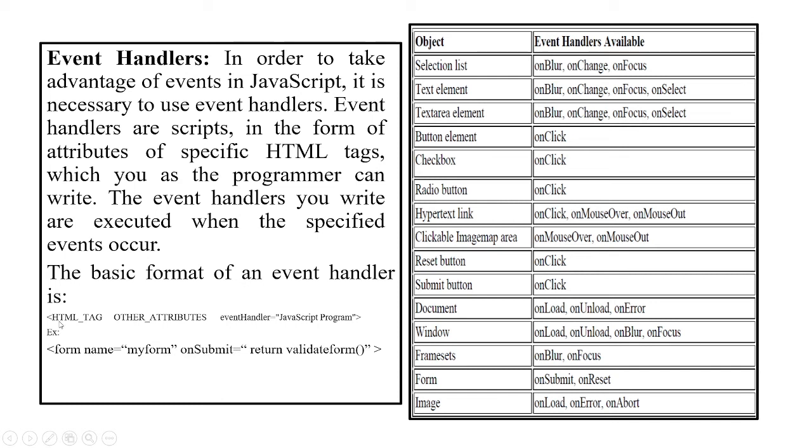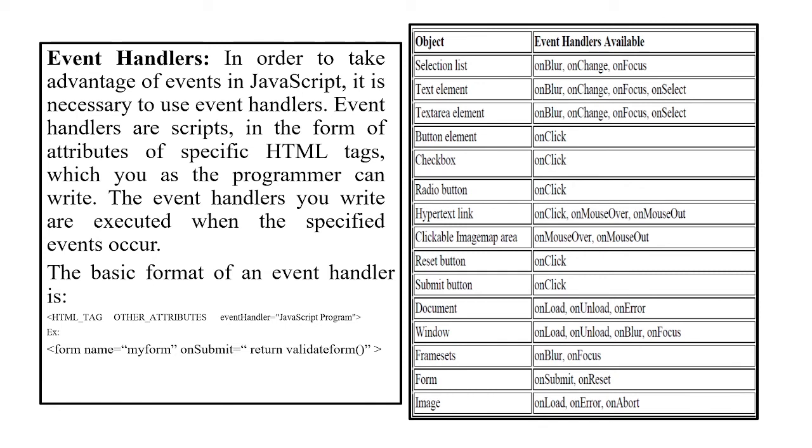Like, for example, in the syntax, you observe the HTML tag should be specified here. Along with this tag, whatever attributes are associated with this tag can be mentioned. And then you can write the event handler function name, and whatever code you want to provide for that event handler can be specified over here. So in this example, I wrote the form tag, and another attribute I have used is name, to provide the name to the form. I gave the name to my form, myform, and the event handler I have written is onsubmit.